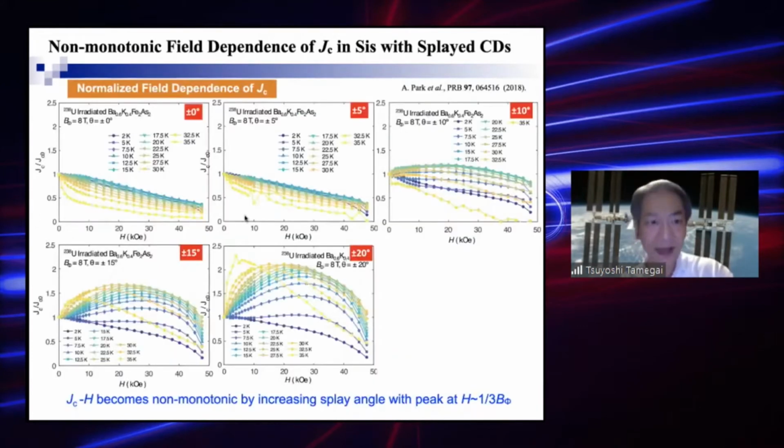But when we increase the splay angle from 0, the parallel case, to 5 degrees, 10, 15, 20, these are all normalized JC as a function of field. So we start to see a very anomalous, broad peak. The peak here is around 2.5%. In this case, B-phi is 8%. So the value of the peak is roughly 1/3. This anomalous peak effect only occurs in the case of splayed columnar defects, roughly 20 or 15 degrees.